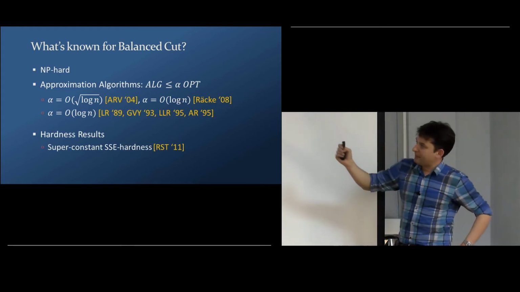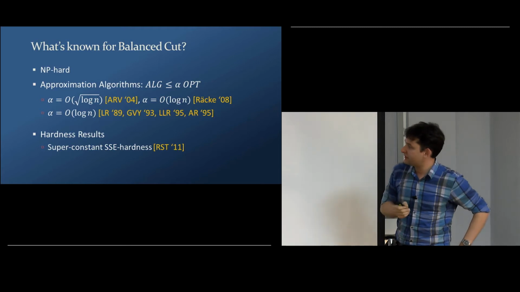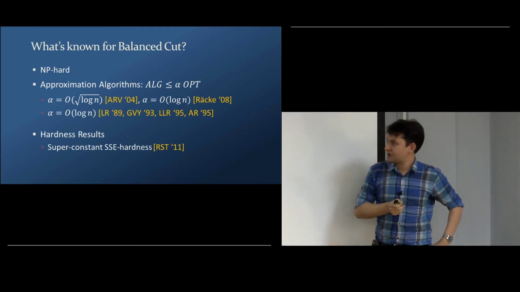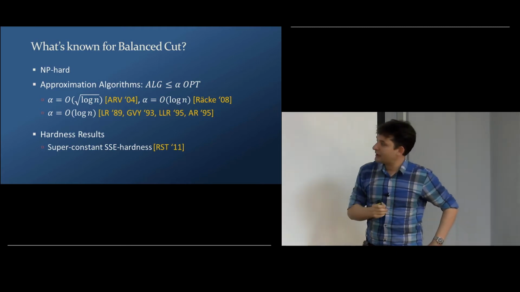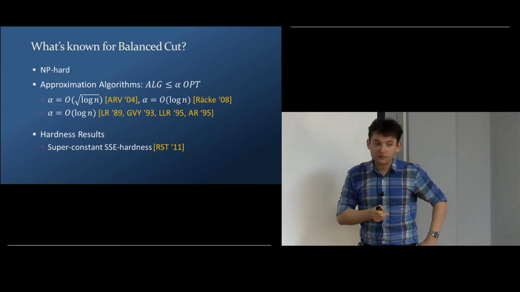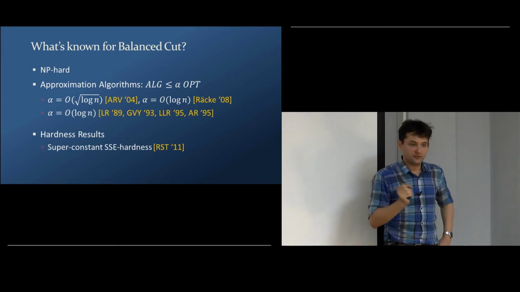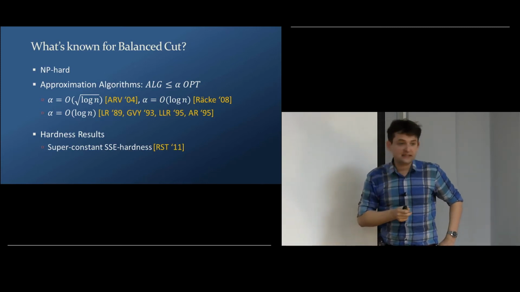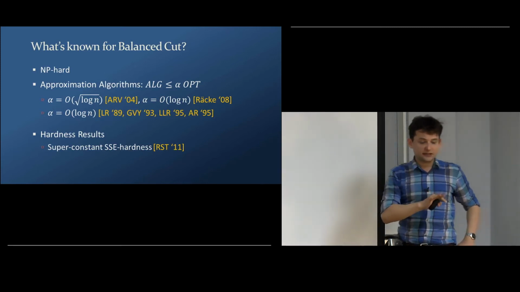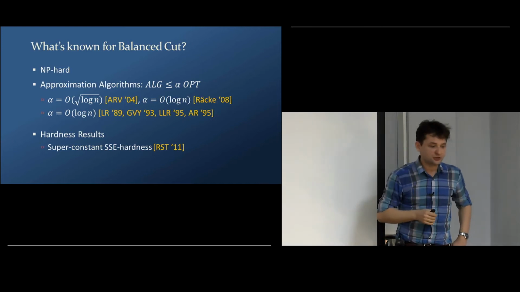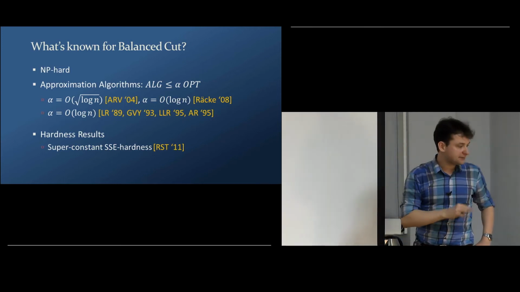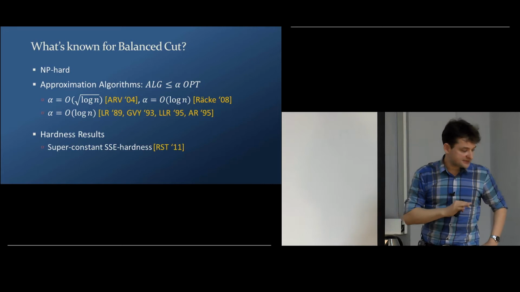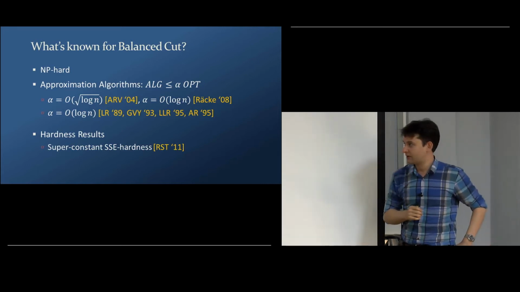And a breakthrough sort of in 2004, Arora, Rao, and Vazirani showed that there exists a square root log n approximation for this problem. Here n is the number of vertices. The algorithm of Arora, Rao, and Vazirani is based on semidefinite programming. And the algorithm I will show today is also based on semidefinite programming, with a kind of similar relaxation for the problem.